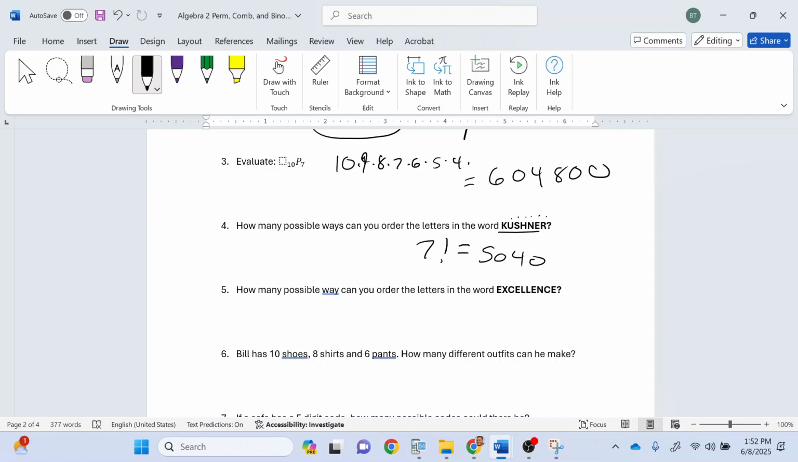In this case, you're going to do this one, which is excellence, which is 1, 2, 3, 4, 5, 6, 7, 8, 9, 10. So there are 10 letters, but the problem is I have 1, 2, 3, 4 E's, so that needs to be divided by 4 factorial. And then I have 2 L's, so that needs to be divided by 2 factorial. And I have 2 C's, so that also has to be divided by 2 factorial. Remember to put this in parentheses so you don't mess up.